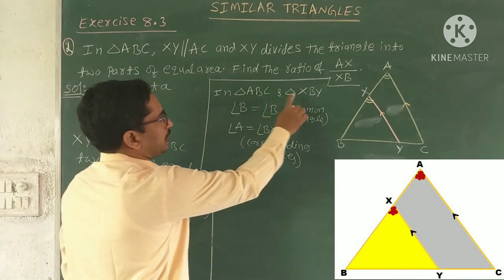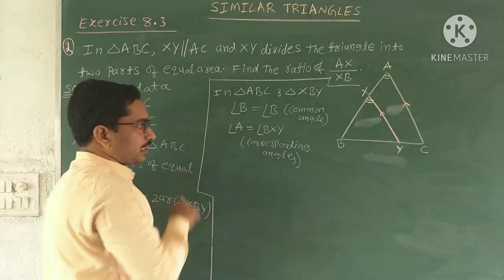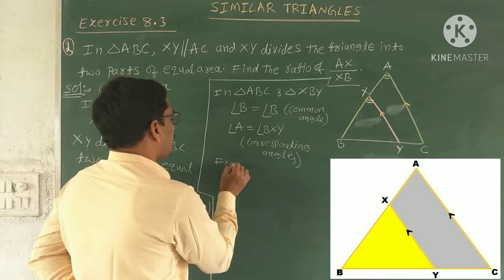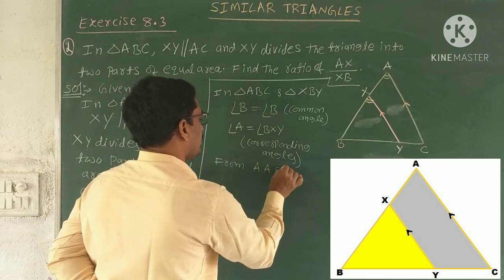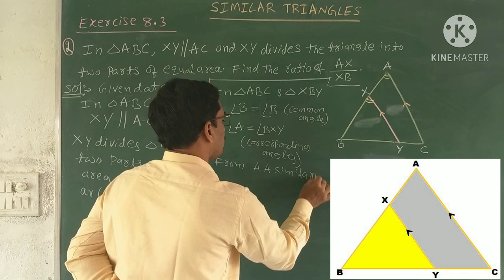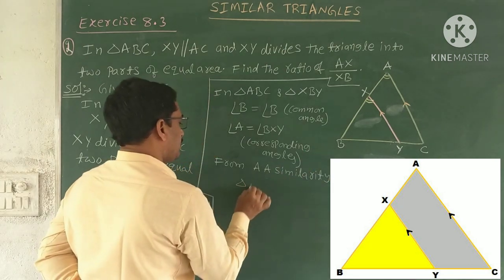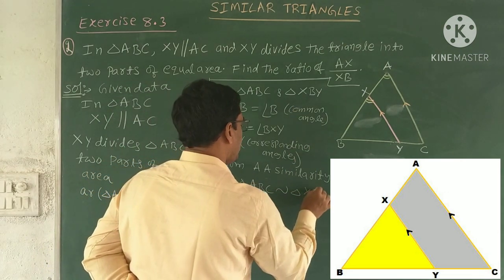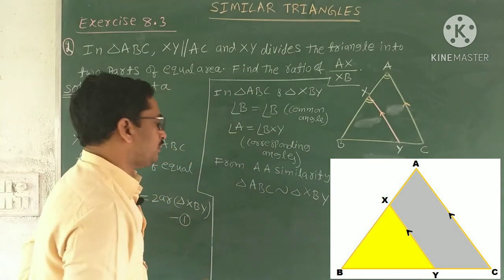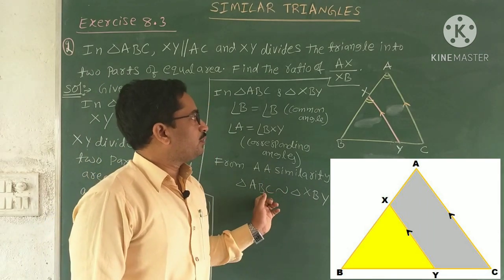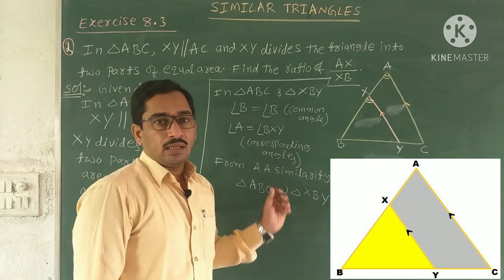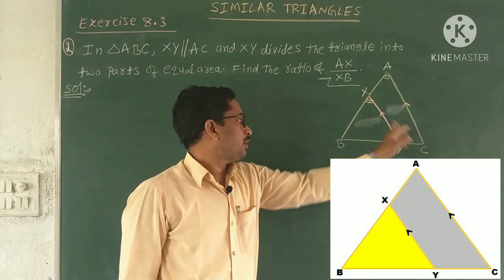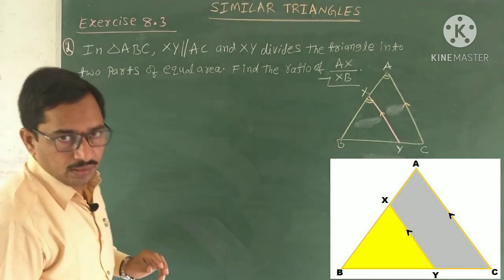So in triangle ABC and triangle XBY, if two angles are equal, then the triangles are similar. So from AA similarity, triangle ABC is similar to triangle XBY. These two triangles are similar. If two triangles are similar, then we can compare their areas, the ratios of their areas. Now see, triangle ABC is similar to triangle XBY. Then we can compare the ratios of their areas.